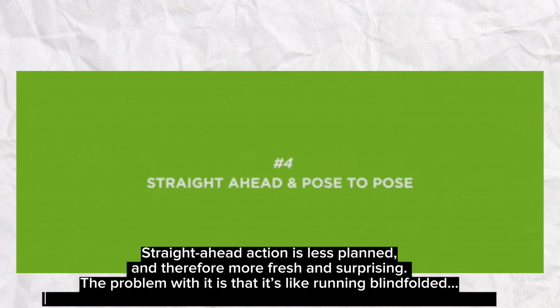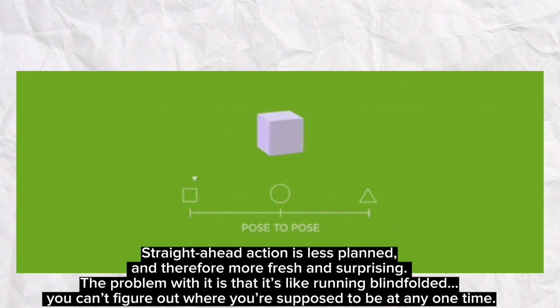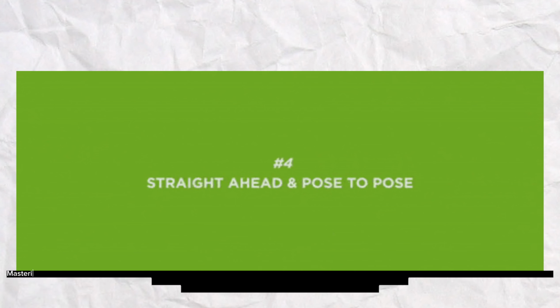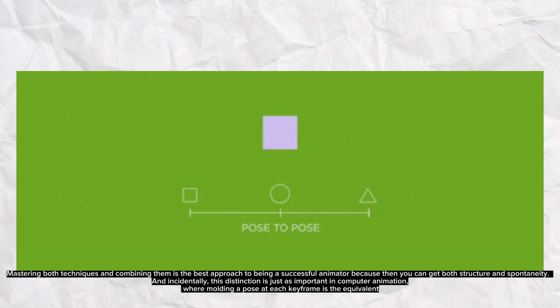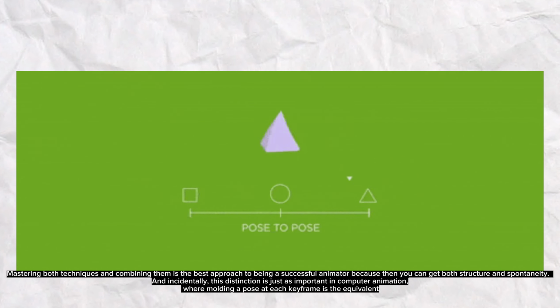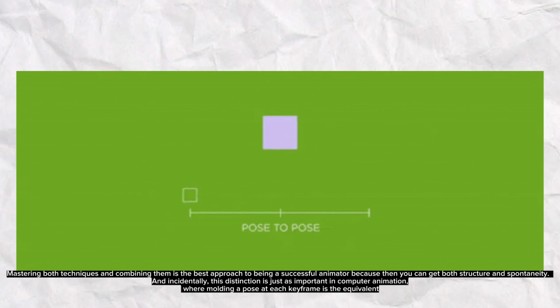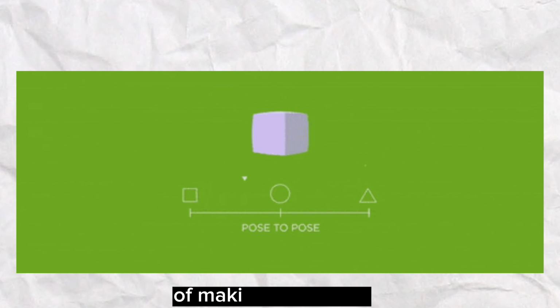Straight ahead action is less planned, and therefore more fresh and surprising. The problem with it is that it's like running blindfolded. You can't figure out where you're supposed to be at any one time. Mastering both techniques and combining them is the best approach to being a successful animator because then you can get both structure and spontaneity. And incidentally, this distinction is just as important in computer animation, where molding a pose at each keyframe is the equivalent of making a drawing.